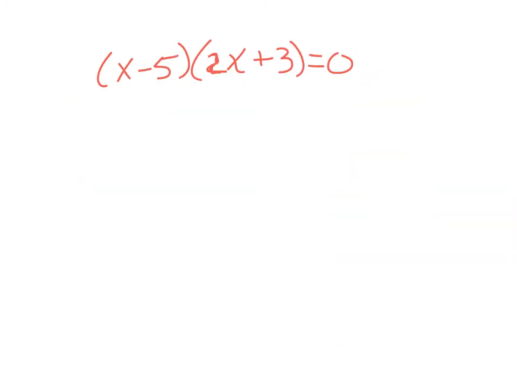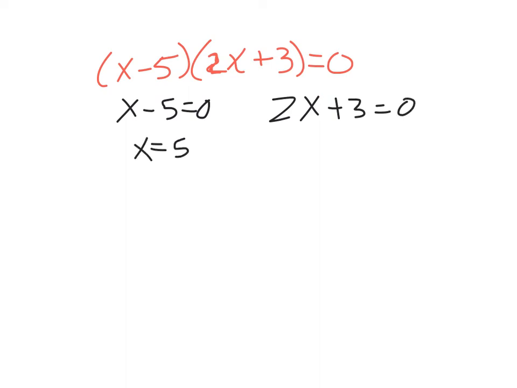Okay, this is zero product property, so for these problems you just set each part equal to 0. And then solve. So if we add 5 to both sides, we get x equals 5. And for this one, we would subtract 3 first, and then we would divide by 2. And so we get x equals -3 over 2.